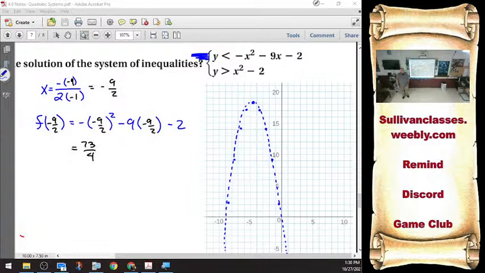And then, if you remember back to when we did linear inequalities, how do I know where to shade? Well, there's two ways. Option 1, just look at it. It says y is less than the parabola. So, less than the parabola.